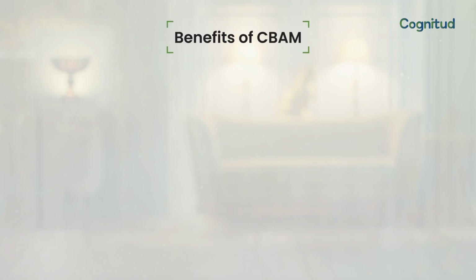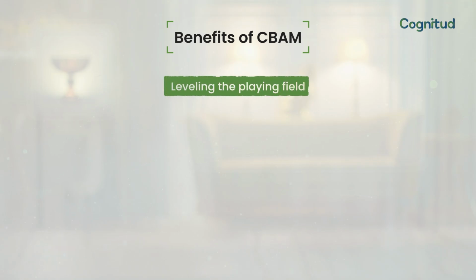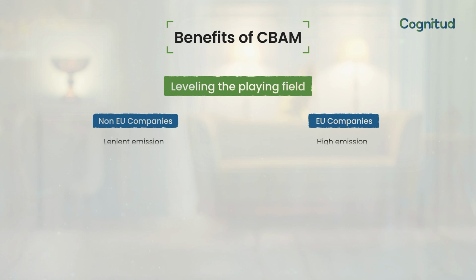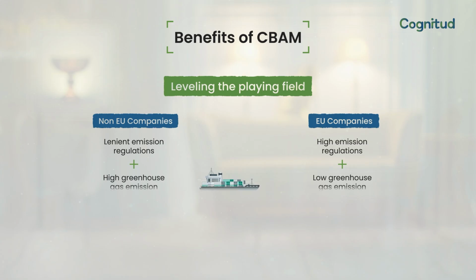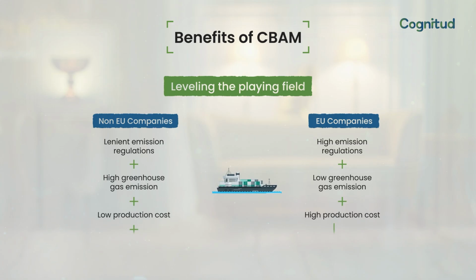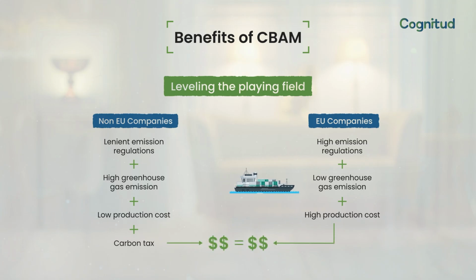Now, let's think through and dig into the advantages that the CBAM brings along. Leveling the playing field. By imposing a similar carbon tax on the companies importing carbon-intensive goods as the domestic companies of the European Union, CBAM helps bridge the gap of disparity, ensuring importers do not undercut local businesses because they are functioning in countries with weaker emissions-related regulations.